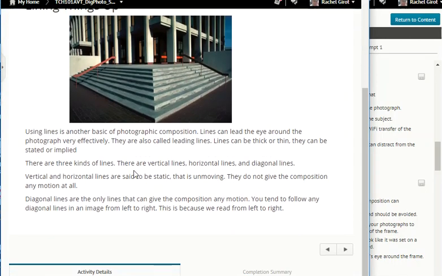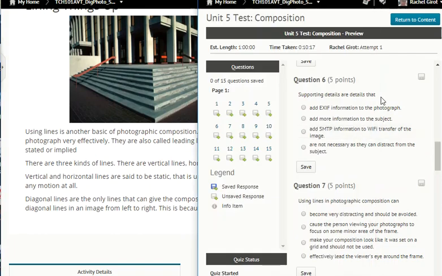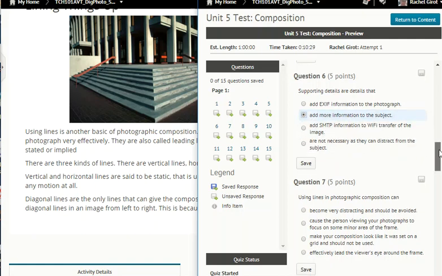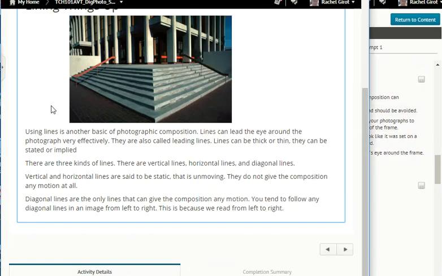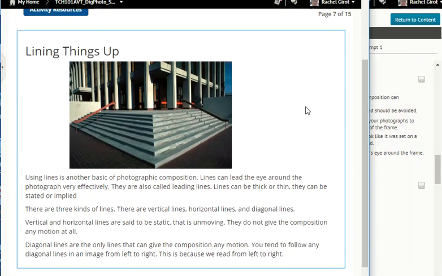Lining things up. Let's see what it says over here. Supporting details add information to the subject. I think we already know that. I don't know if they're going to talk about that, but we already know that, right? So let's just go ahead and click that and see the next one. It says, using lines in photographic composition can... All right, let's find out. Lining things up.